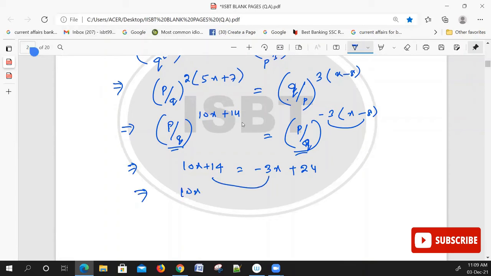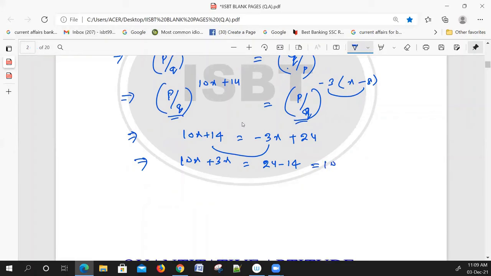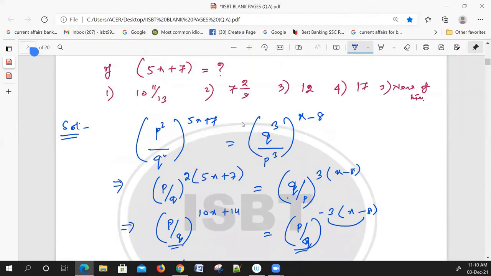Okay. Now 10x plus 3x is equal to 24 minus 14. 24 minus 14 is equal to 10, or 13x is equal to 10, or x is equal to 10 by 13. Okay, the value of x is equal to 10 by 13.